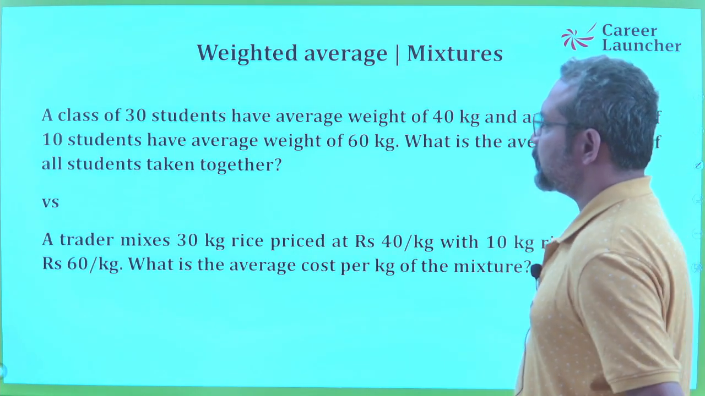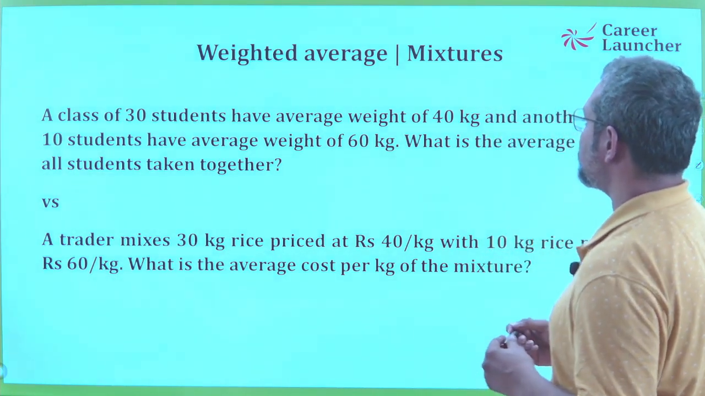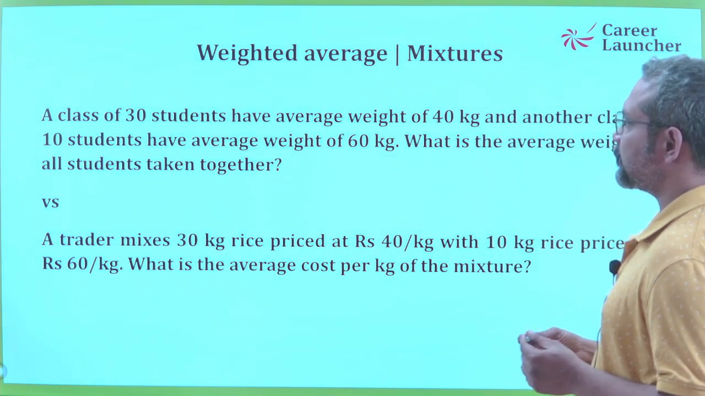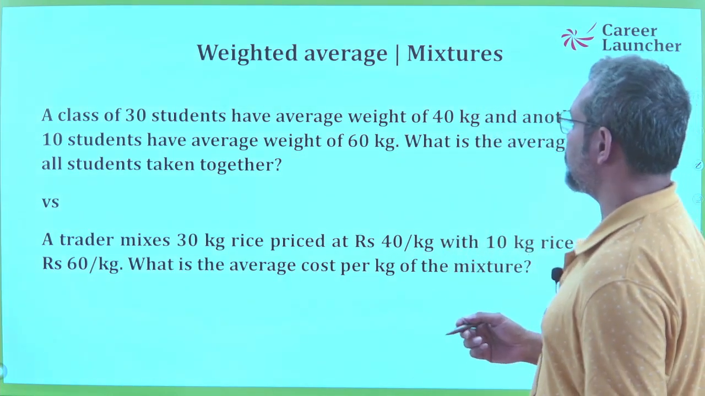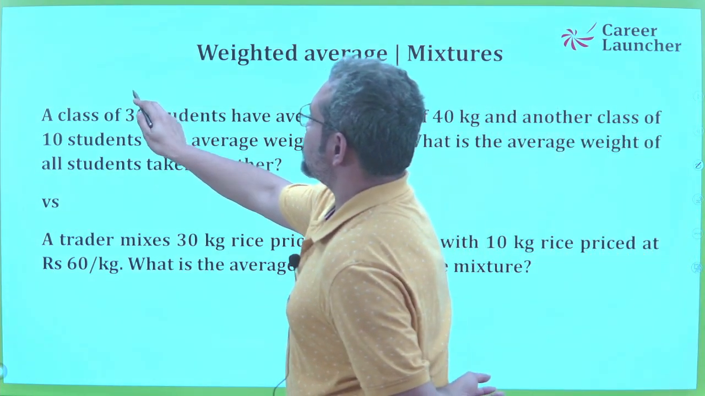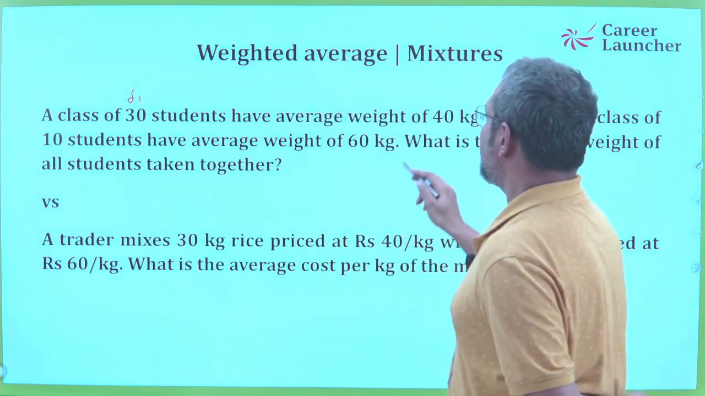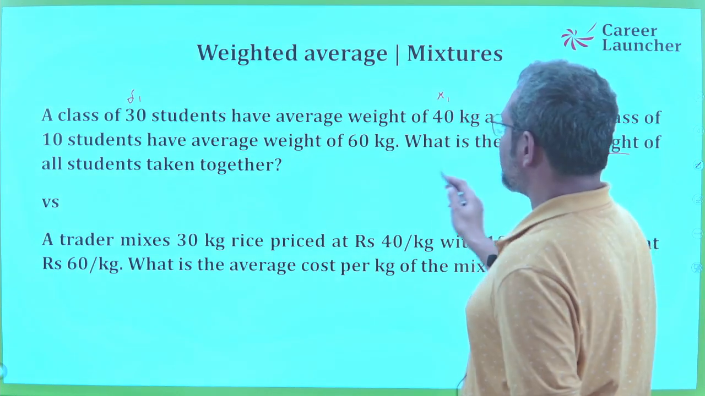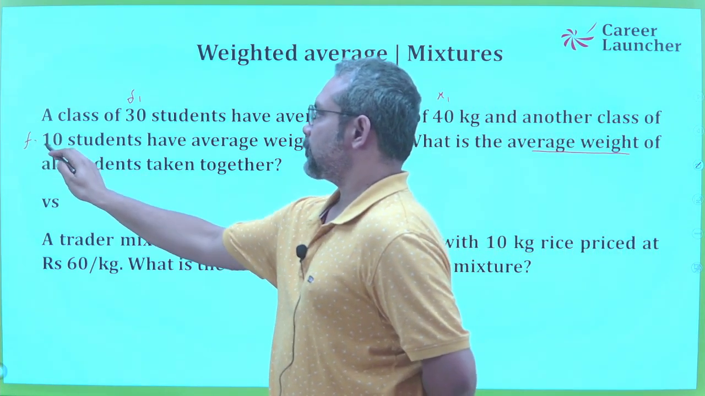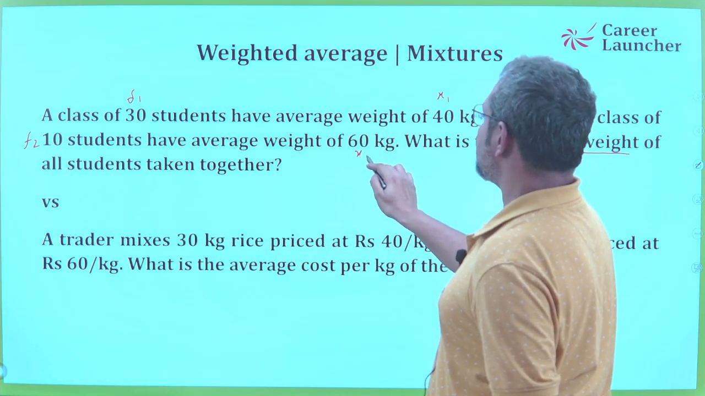It says here that a class of 30 students have an average of 40 kgs, another class of 10 students have an average of 60 kgs. What is the average of all students taken together? So what do we do? This is frequency 1, the number of students. We are trying to find average weight, so this must be x1. Another class of 10 students, so this is f2, have an average weight of 60 kg, so this is x2.